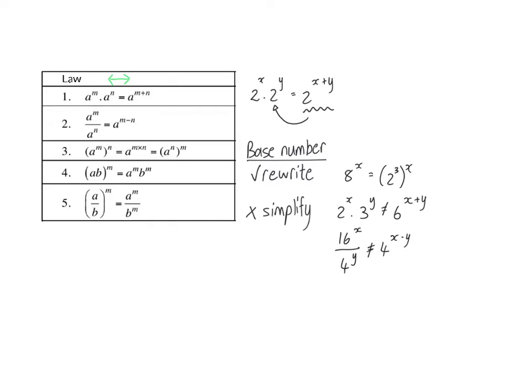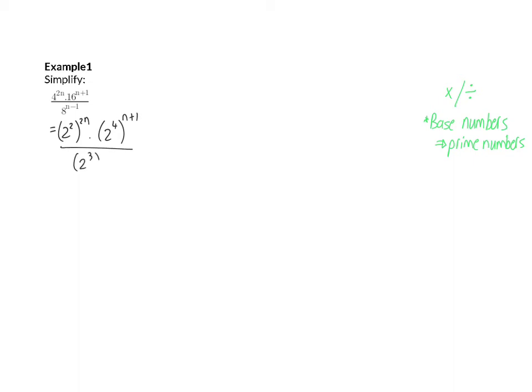Let's have a look at a few examples. When you need to simplify an exponential expression that only has multiplication and division, you always start off by rewriting the base numbers as prime numbers. So in our first example, I'm going to start by changing 4 to 2 to the power of 2, 16 to 2 to the power of 4, and in the denominator, the 8 becomes 2 to the power of 3.